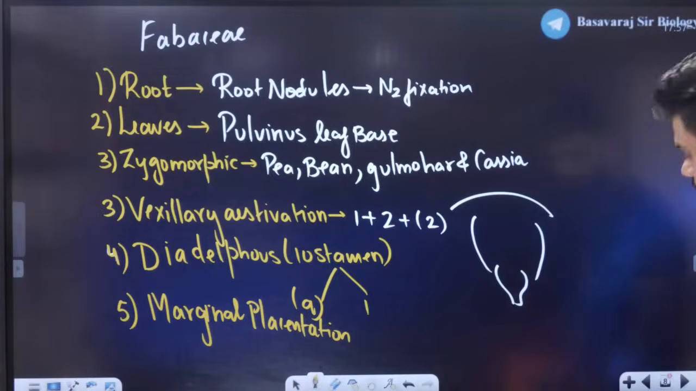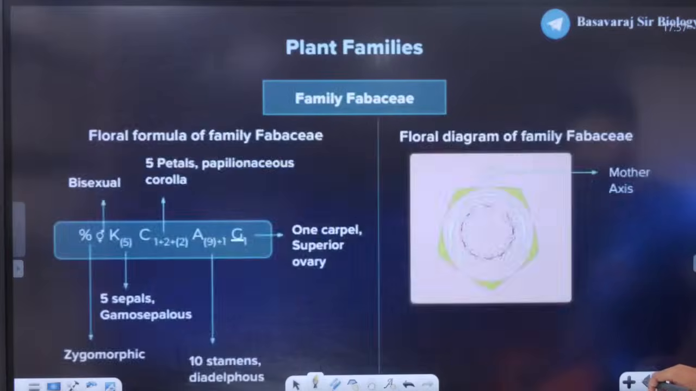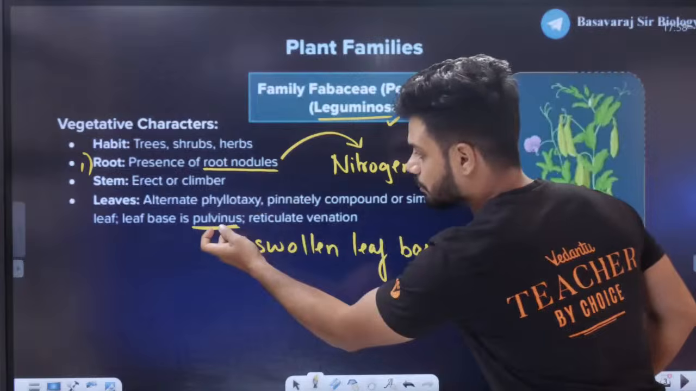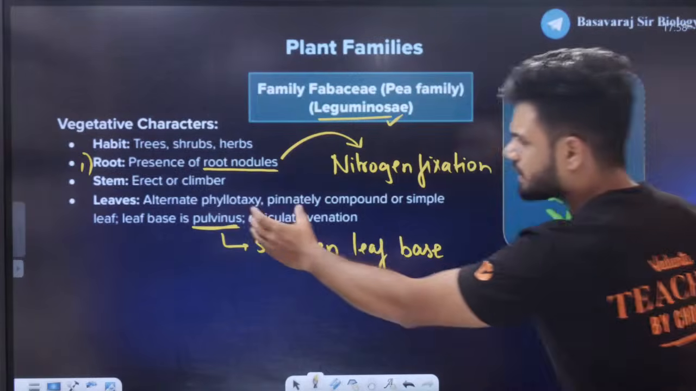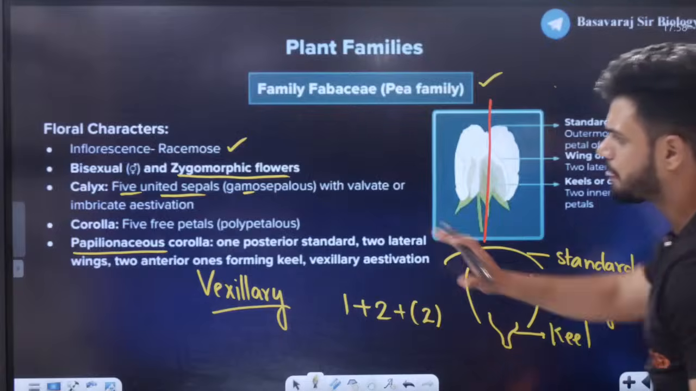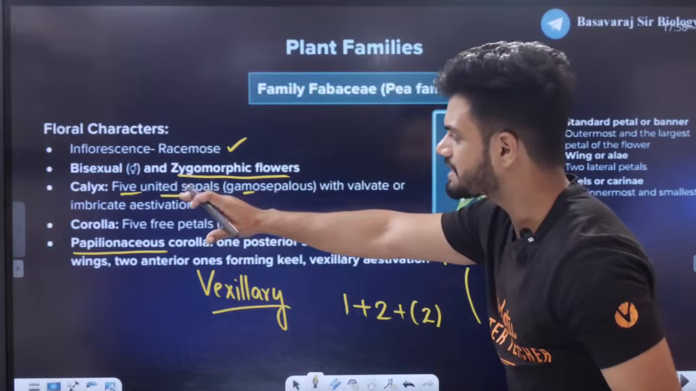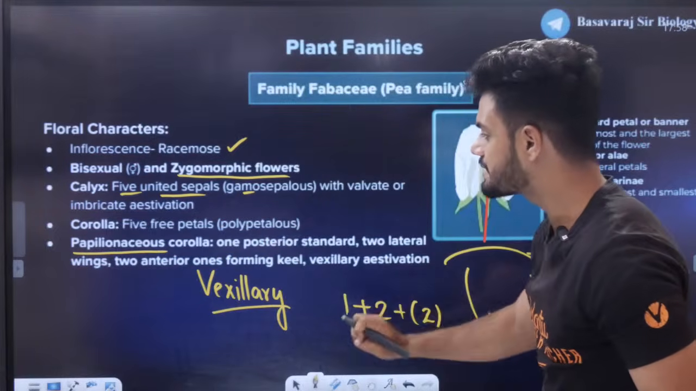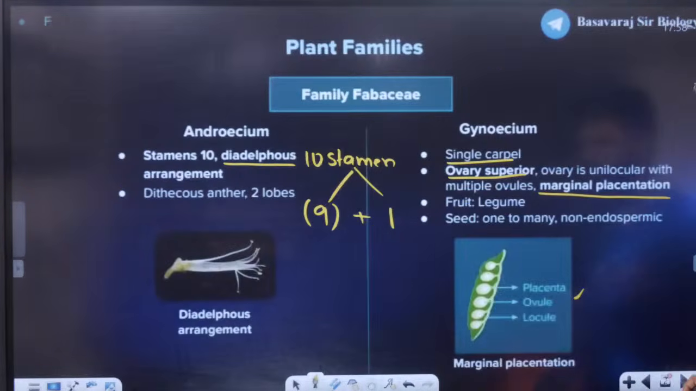Done. So I'll give a small recap again. We learned that nitrogen fixation roots, pulvinous leaf base, alternate phyllotaxy, pinnately compound leaf. This you can remember. That is not much difficulty. Zygomorphic, calyx is 5 united, corolla is 5 polypetalous. Papilionaceous corolla, done. Androecium, gynoecium.